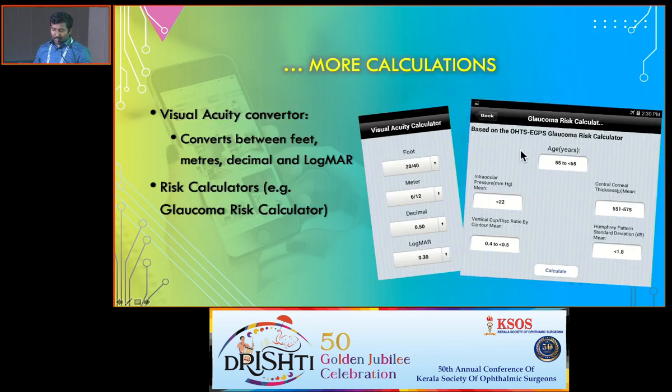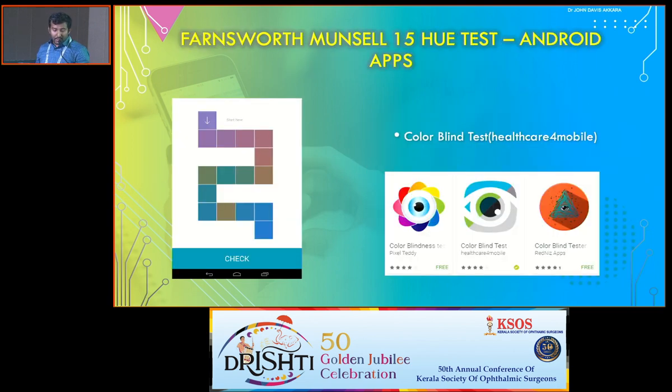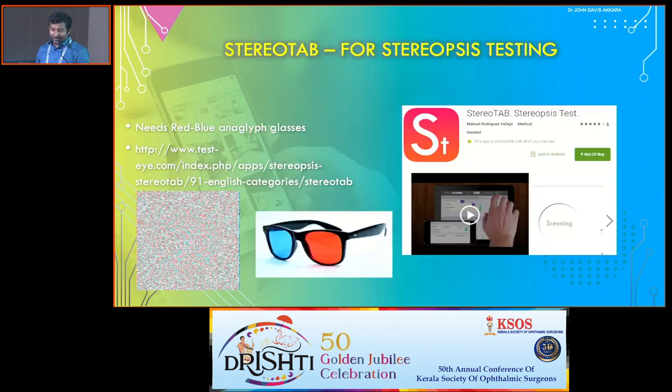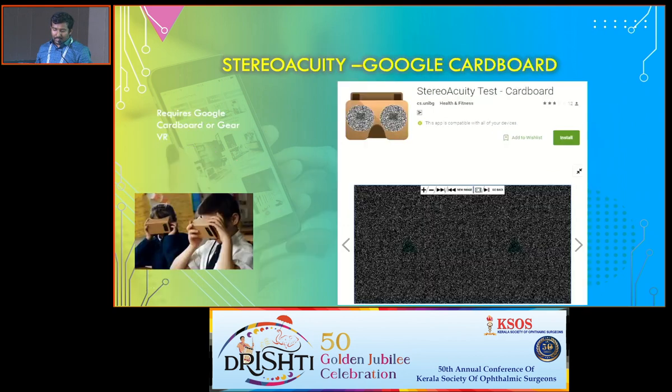And of course the glaucoma risk calculator, glaucoma CCT calculator, and Farnsworth-Munsell 100 hue test. That is available. Okay, the Farnsworth-Munsell 15 hue test is available in this particular app. You can arrange this and then calculate the score. Farnsworth-Munsell 100 hue test was there on another app which is not there right now. Park's 3-step test. If you find it difficult to remember the simple 3 steps, this app will help you go step by step. Then there is this thing called Stereo Tab again for stereopsis testing with the red-blue glasses. And also if you just have a Google Cardboard headset, you can use the Stereo Acuity Google Cardboard test.